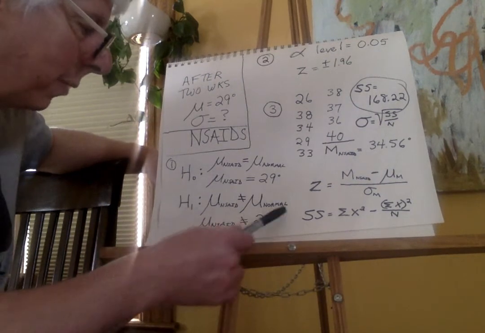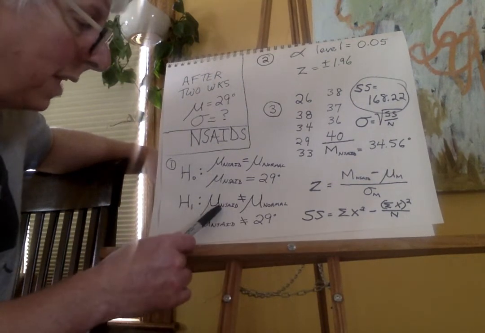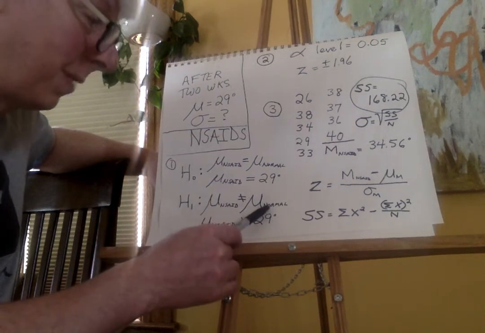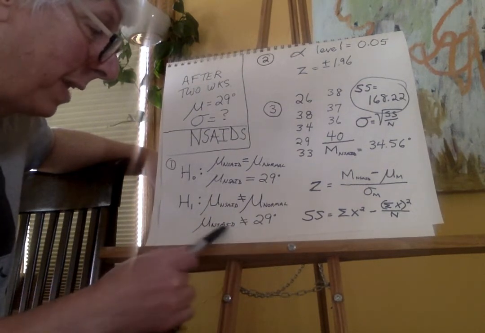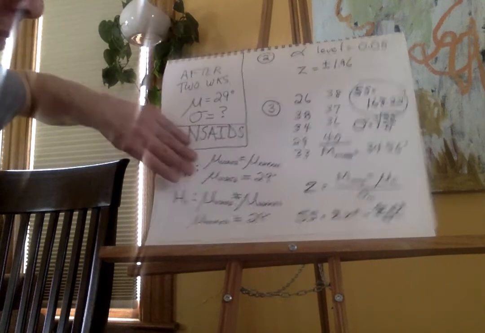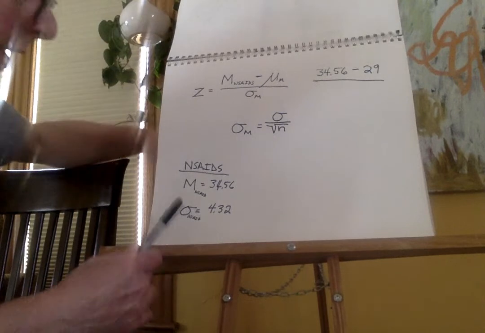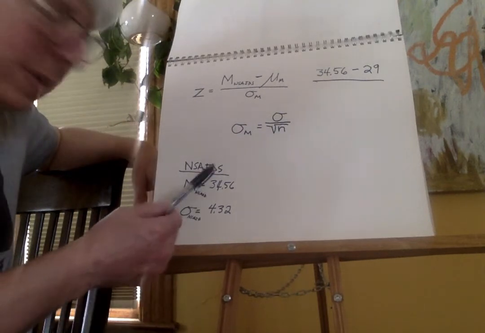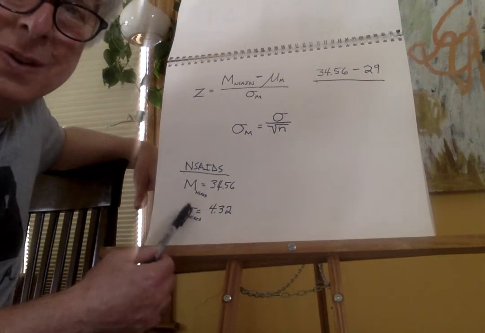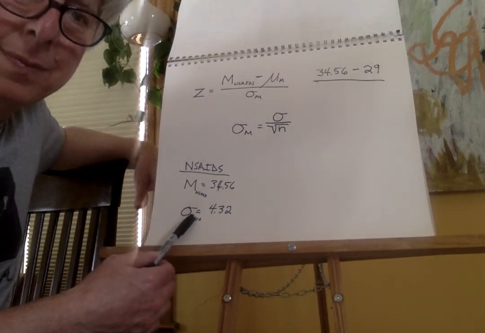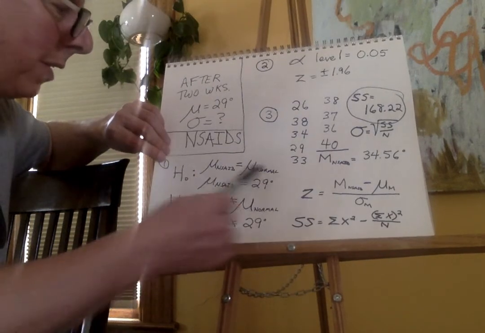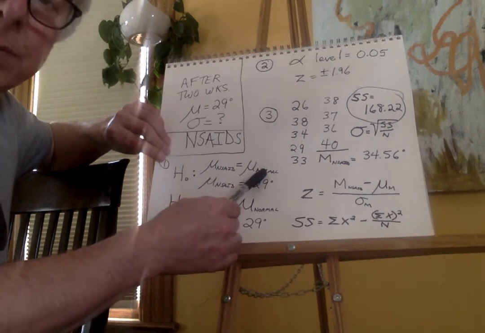decide to reject the null and we say, hey, the NSAID population is different than what we see normal. The NSAID population has a mean that's different than 29. Then the question becomes, the population mean is going to be different, but then I wonder if this is different or the same. Okay? If we fail to reject the null, we're saying that it's the same population.